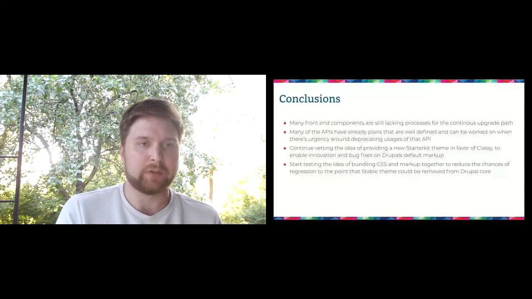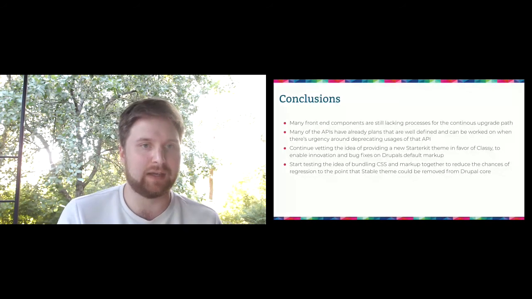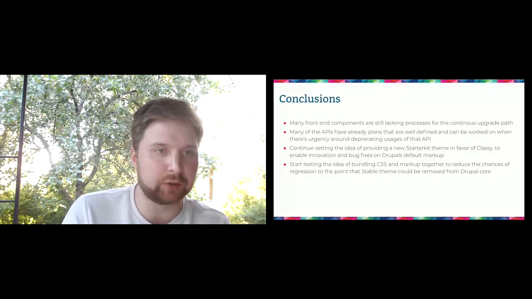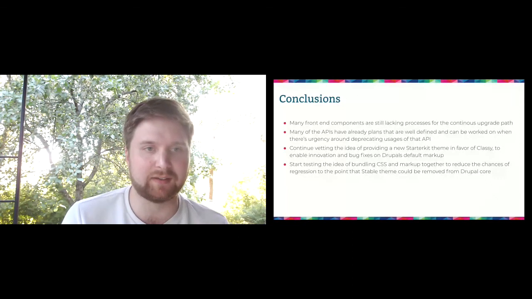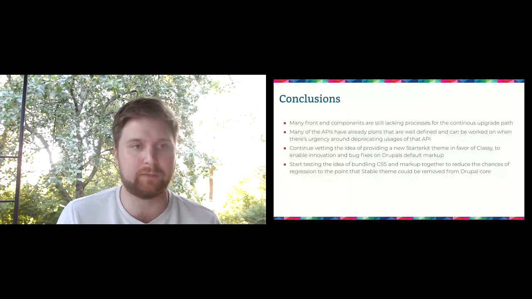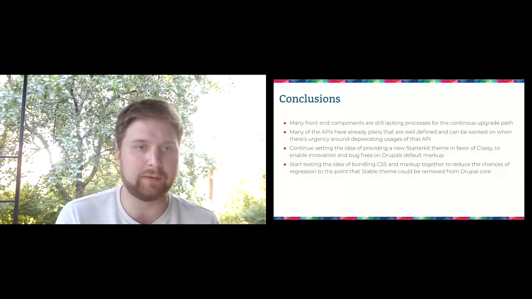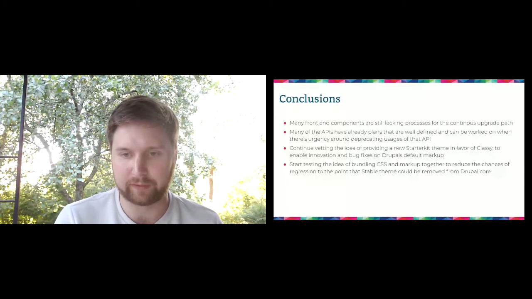We should continue with the idea of providing a new starter kit theme in favor of Classy. This would enable innovation and bug fixes on the default markup that we ship. And I do think we should start testing the idea of bundling CSS and markup together to reduce the chances of regressions. And potentially, if we can go far enough with this, we could even remove Stable from Drupal Core eventually.